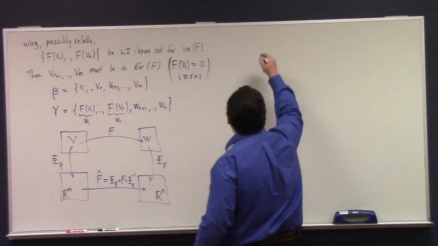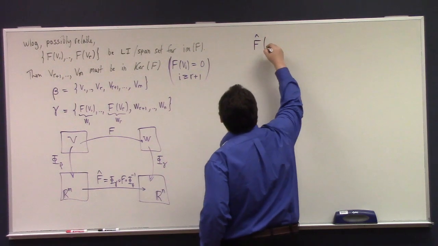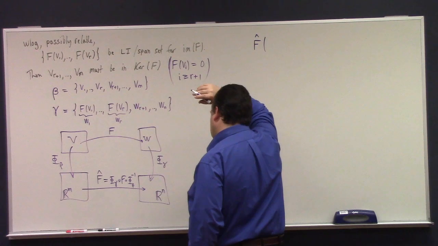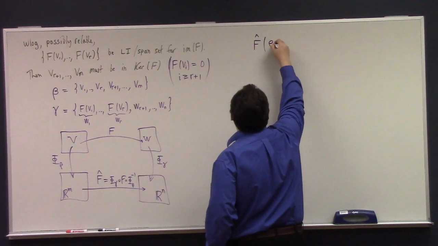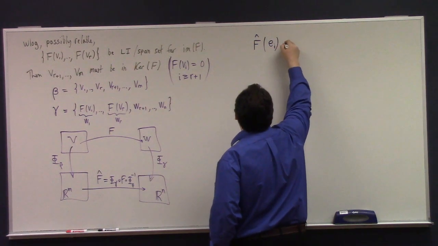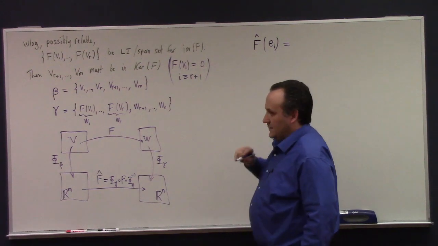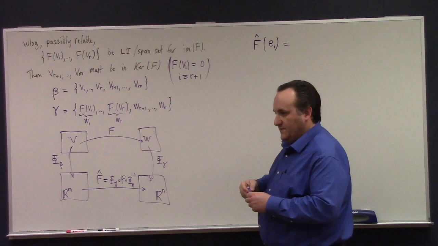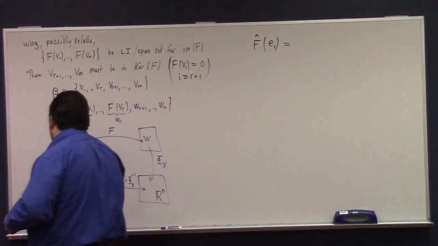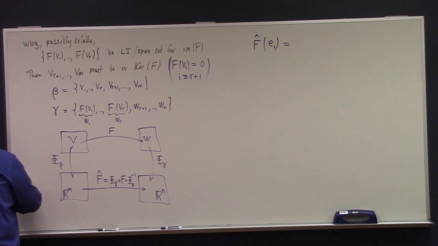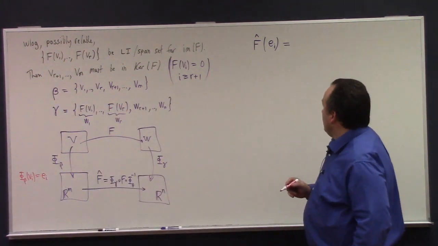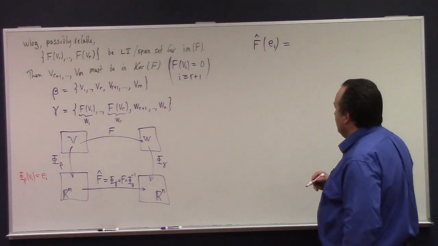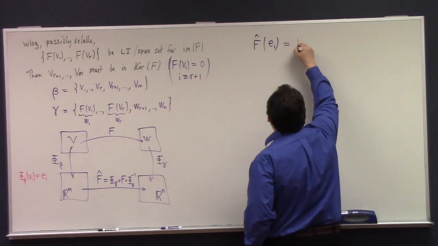So let me work on that. What's f hat of e sub i? Do you guys remember how the coordinate map is defined in linear algebra? The way it works is phi beta of vi is equal to ei. What's that? It's 0. Oh, not 0. No. Good guess, though. Not a bad guess, but let's work through it.